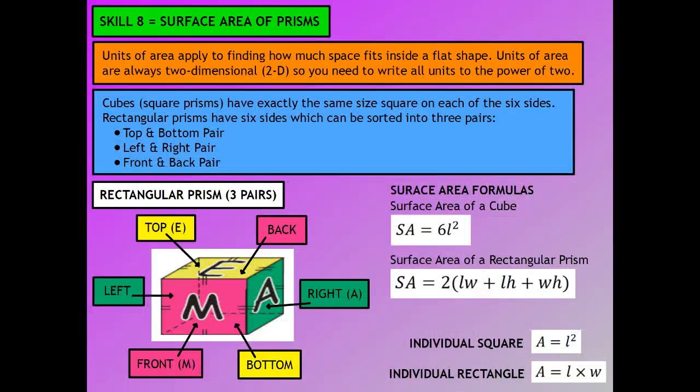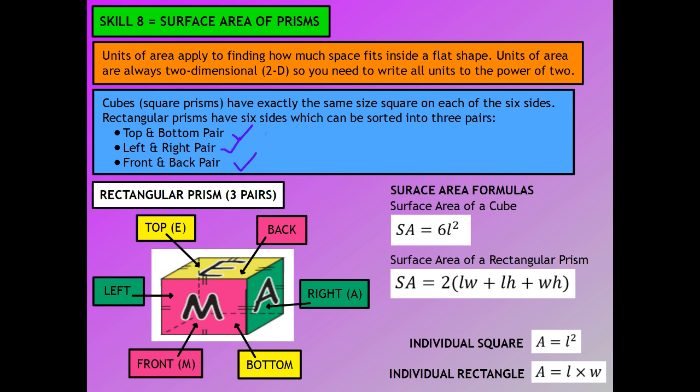When we're finding the surface area of a shape, that's always in units that are squared because surface area is two-dimensional. Cubes, which are square prisms, have exactly the same size square on each of the 6 sides. Rectangular prisms have 6 sides which can be sorted into 3 pairs: top and bottom, left and right, front and back. I'll show you this in the example below.